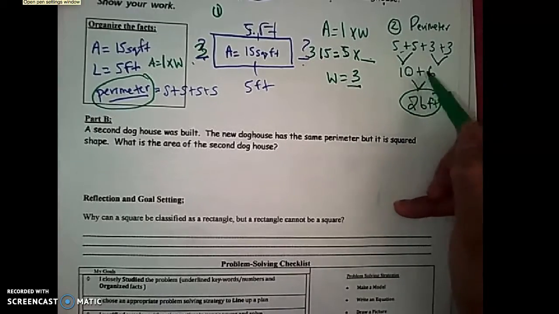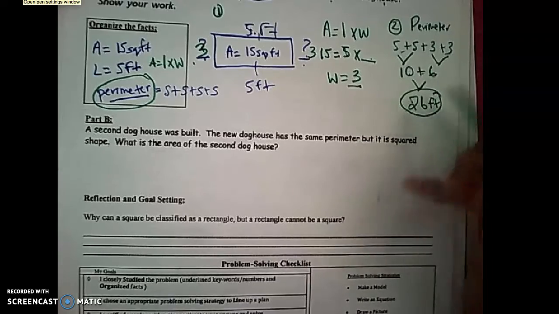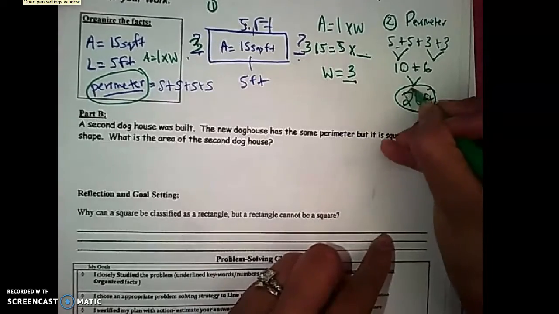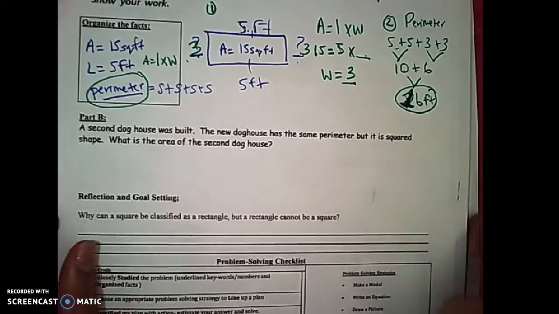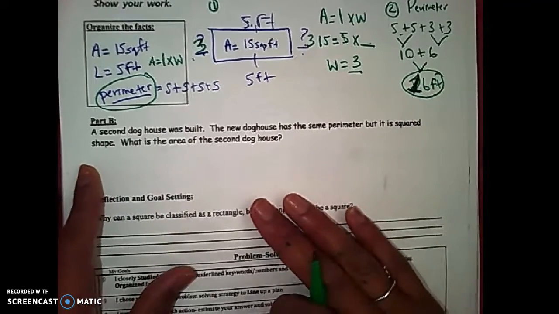Wait, 10 plus 6, that doesn't give me 26, that gives me 16. So let's just revise that. Good, 16. That makes sense. Alright, let's go ahead and read the part B.